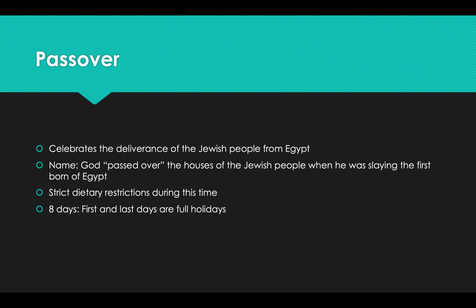So now we're going to talk about the 2 most important holidays in Judaism. So this is Passover, and it basically celebrates the deliverance of the Jewish people from Egypt after they had been slaves in Egypt. And it's called Passover because God passed over the houses of the Jewish people when he was slaying the firstborn of Egypt.